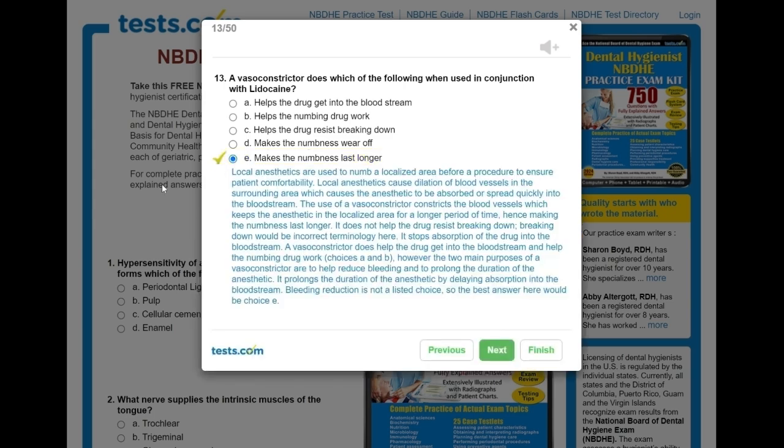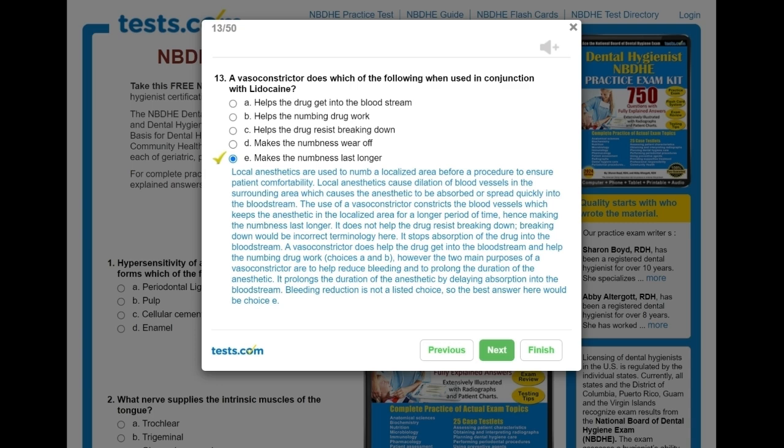E. Makes the numbness last longer. Local anesthetics are used to numb a localized area before a procedure to ensure patient comfortability. Local anesthetics cause dilation of blood vessels in the surrounding area, which causes the anesthetic to be absorbed or spread quickly into the bloodstream. The use of a vasoconstrictor constricts the blood vessels, which keeps the anesthetic in the localized area for a longer period of time, hence making the numbness last longer.